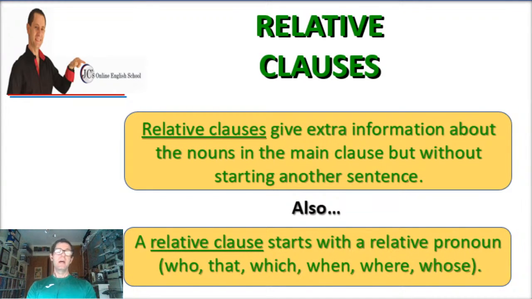Also, a relative clause starts with a relative pronoun, which could be who, that, which, when, where, or whose. I repeat, a relative clause starts with a relative pronoun which could be who, that, which, where, or whose. So remember, relative clauses give extra information about the nouns in the main clause, but without starting another sentence, and most of them start with a relative pronoun: who, that, which, when, where, or whose.